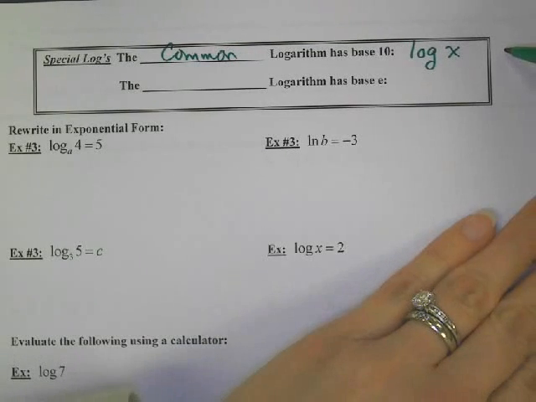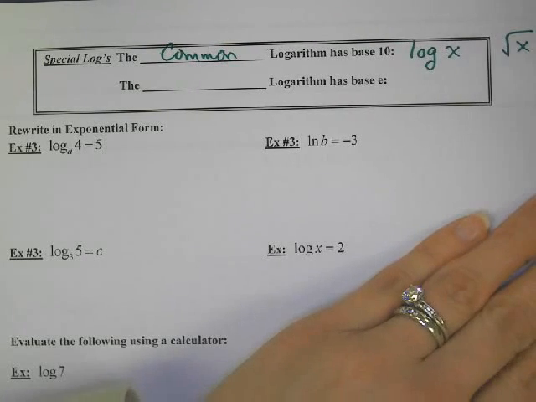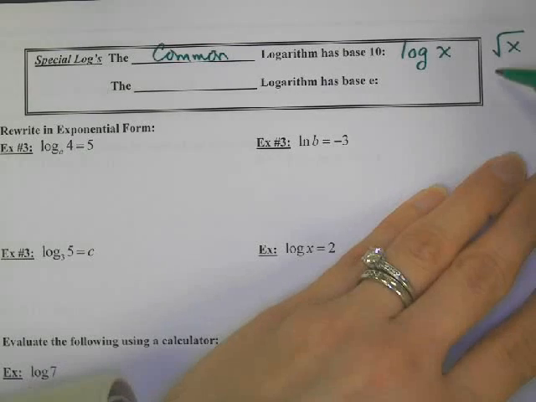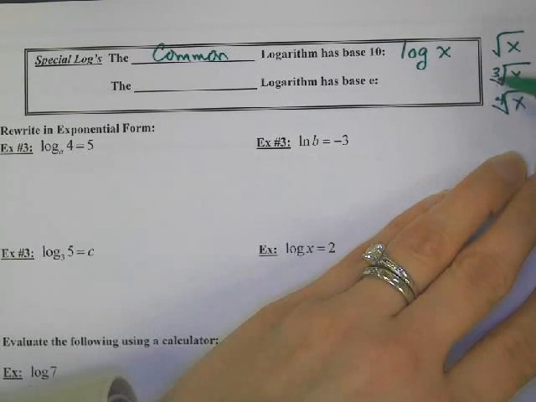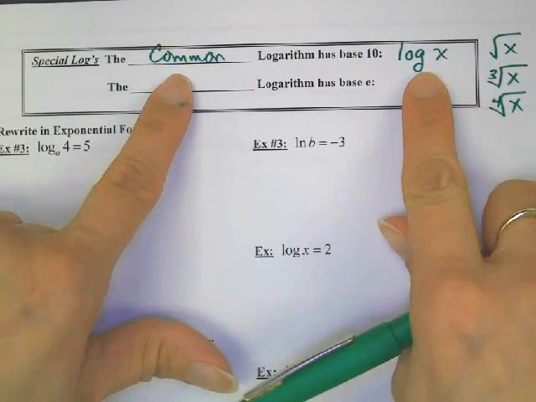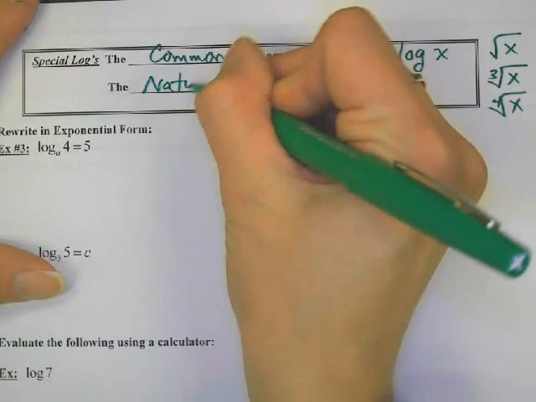It's kind of like when you see square root of x. Do you know what the index is? Well, it's a 2. This is the square root. Everyone knows it. We don't write it because it's the most common. But if I want to say cubed root or fourth root, then I start to write the index. But we don't write the 2. We don't write the 10. That's called common.